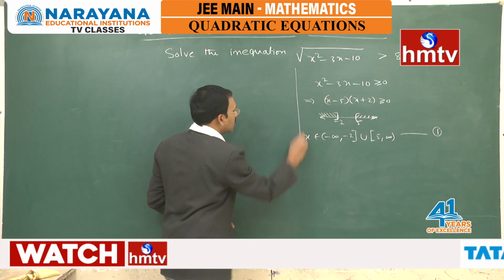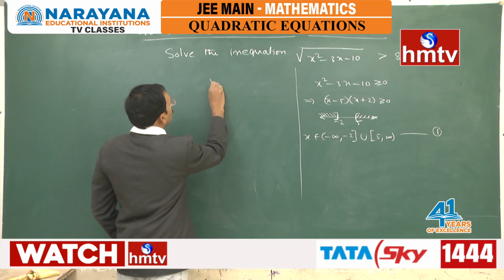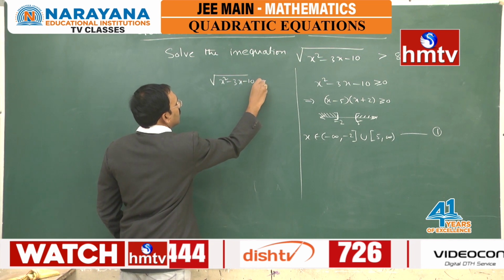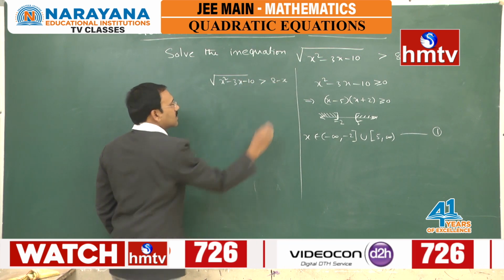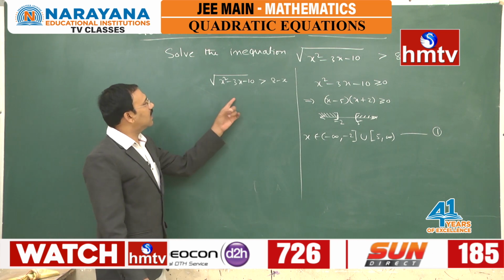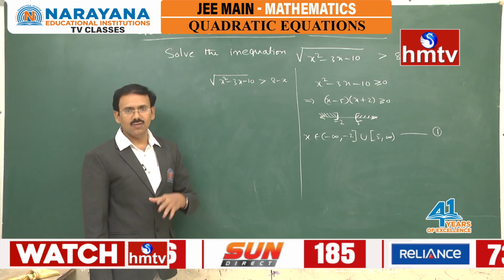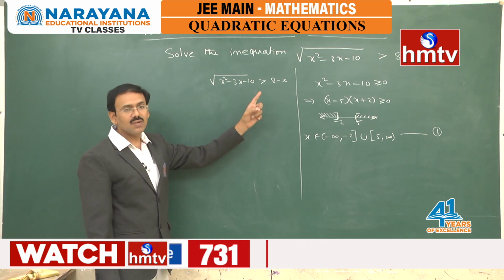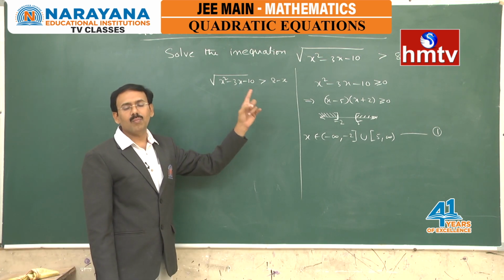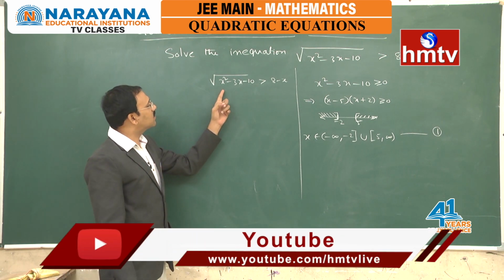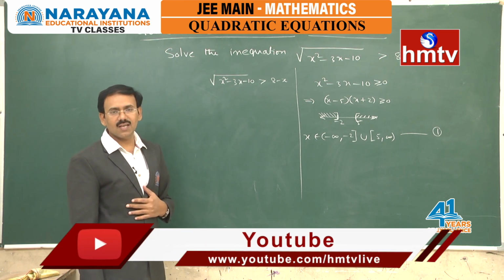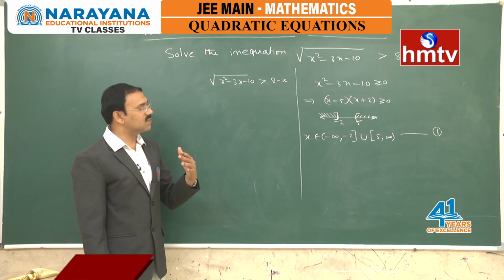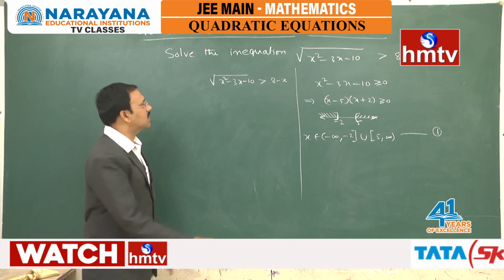Then coming to the next point, root of x square minus 3x minus 10 is greater than 8 minus x is the second condition. Here, can we take square on both sides? Wait, you can take square on both sides of an inequation only when both are positive. Here, actually, the left side is positive. What about 8 minus x? We cannot say whether it is positive or negative. This is why from here there are two cases again.